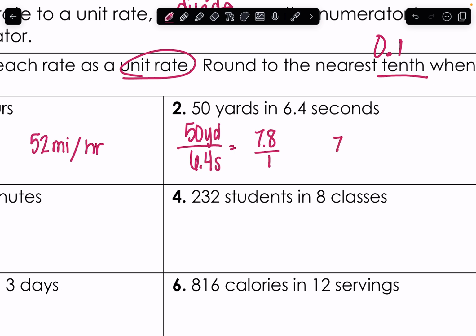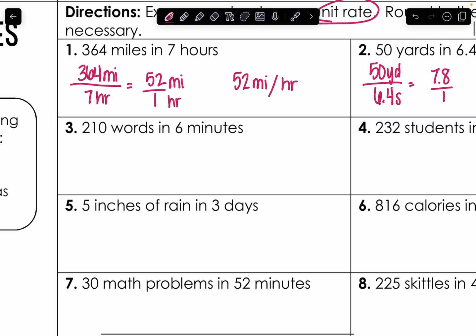So this is 7.8 yards per 1 second, or just per second. We don't need to write the 1. This is the last time I'm going to do that. But I want us to know that I'm not reducing. I'm not leaving my answer as a fraction with a number on the top and on the bottom. I want the number on the bottom to be 1. In other words, I want it to go away. I'm turning it into 1 unit.